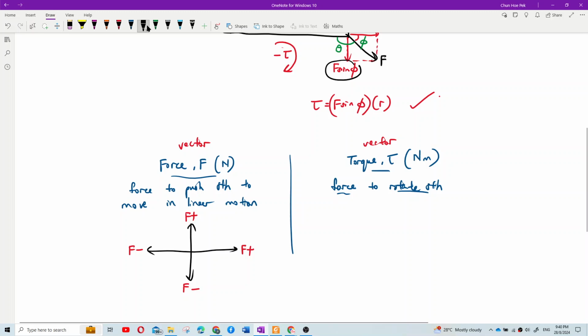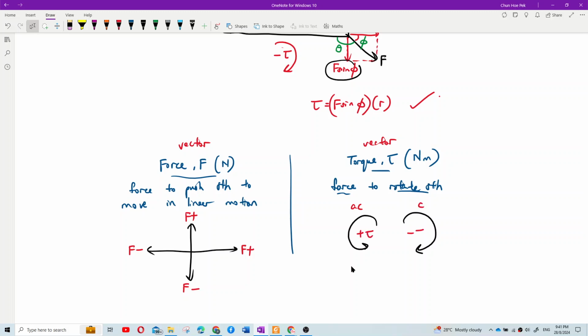As I said just now, it has direction. We also use positive and negative to show the direction. If anti-clockwise, it is a positive torque. If clockwise, it is a negative torque. Understand? So I can say torque is like a force also, but for rotational motion. Force is for linear motion, but torque is for rotational motion. Understand, class?